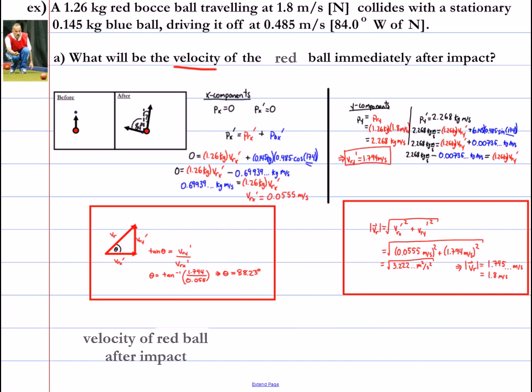So now we can find the velocity of the red ball after the impact. We've got both the magnitude and the direction here now. So 1.8 meters per second is the magnitude, and about 88.23 degrees is the direction. So that's polar coordinates. And keeping consistent with sig digs, I guess we should express that as maybe 1.8 meters per second, 88 degrees in polar coordinates.